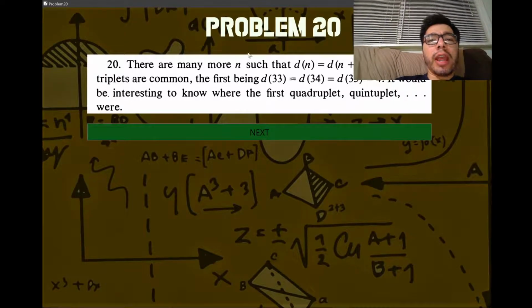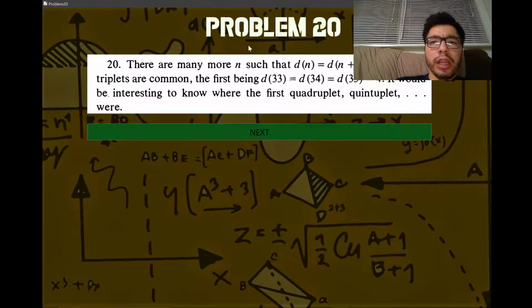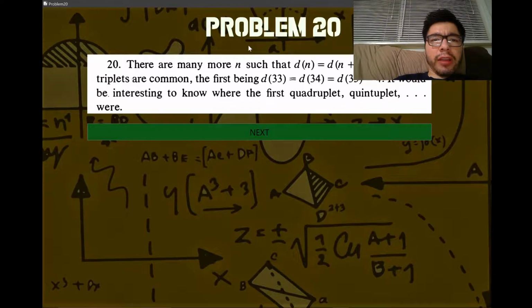There are many more n such that d(n) equals d(n+1). This means the divisors of a number n equals the divisors of n plus 1, and in fact triplets are common, the first being 33, 34, and 35, equal to 4. It will be interesting to know where the first quadruplet, quintuplet were.